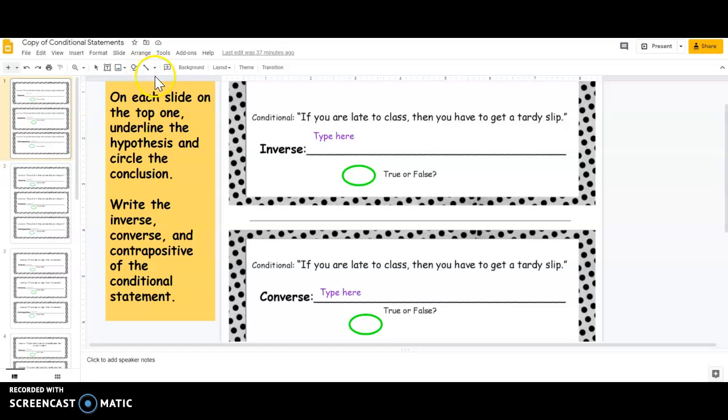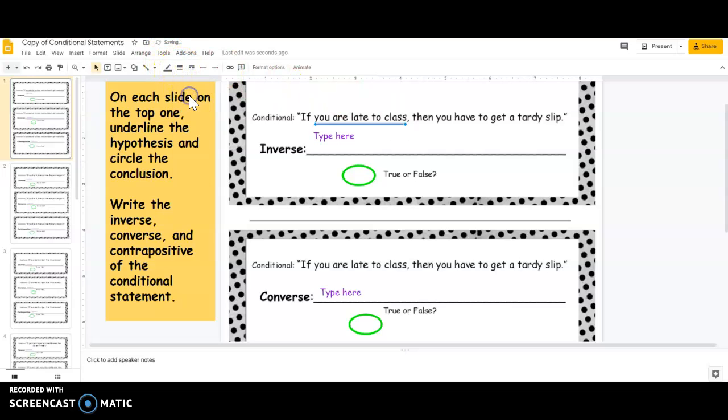So I've clicked my line tool here. Usually you can highlight the words and click the underline tool, but this is in the background, so I'm not going to be able to do that. So I'm going to click my line tool and underline the hypothesis. Okay, so I am going to draw a line underneath my hypothesis. That's going to be you are late to class.